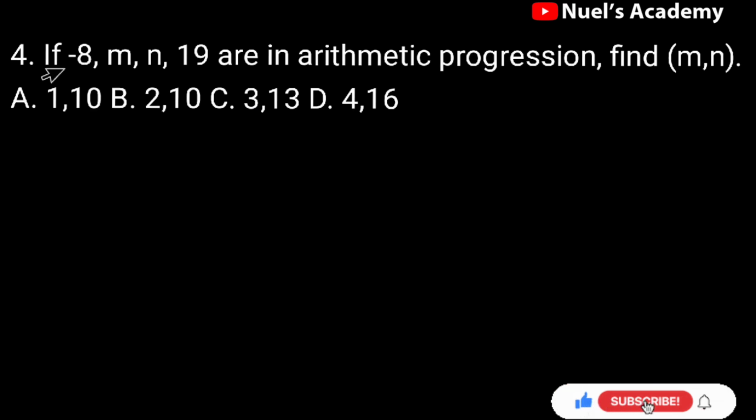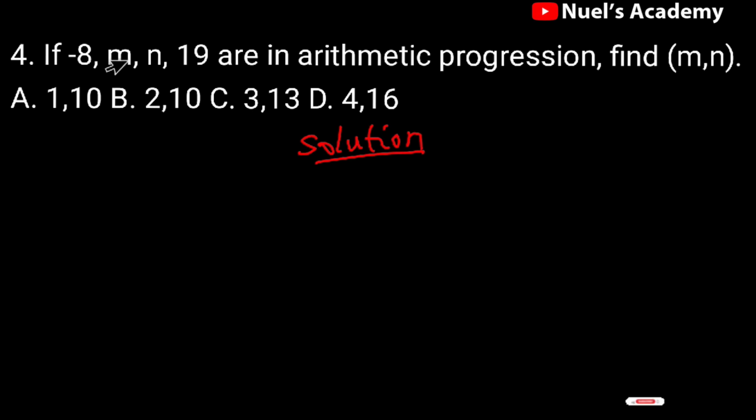Question number 4. If minus 8, m, n, and 19 are in arithmetic progression, find m, n. So we have to find the value of m and n. So we write the solution. Now in this question, we're only given the first term, we're not given the second term, we're not given the third term. We have to find the second term and the third term.